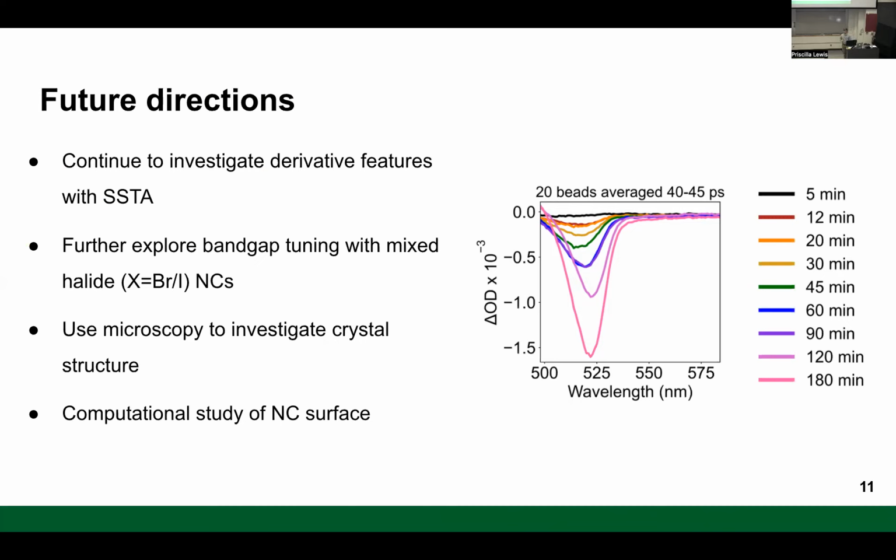We've observed that in pure halide nanocrystals, tuning their band gap is very difficult because it's very difficult to get many nanocrystals of a similar size in solution. So instead, by controlling the concentration of bromide and iodide anions in our perovskite lattice, it's much easier to tune their band gaps. But this introduces a set of really interesting chemical problems itself. We also plan to use microscopy to investigate the crystal structure of our perovskite nanocrystals. And I think it'd be really interesting to do some kind of computational study of the nanocrystal surface so we can investigate more of its chemical properties.